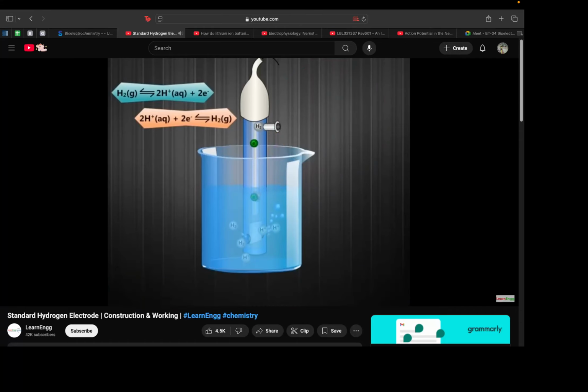Hence, two reactions are possible at the electrode. Oxidation: H2 gives 2H+ plus 2e-. Reduction: 2H+ plus 2e- gives H2. This reaction is assigned a standard electrode potential E of 0.00 volt and serves as the reference. As you remember, two half cells complete a voltaic cell. Let's take a close look.